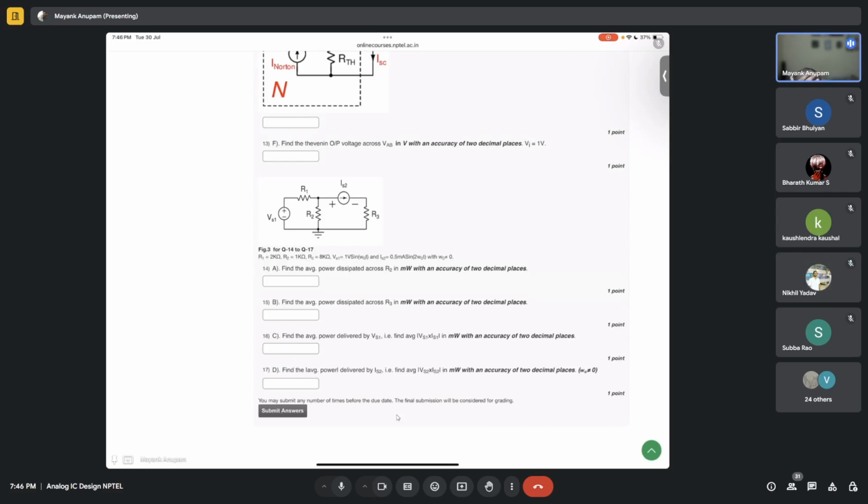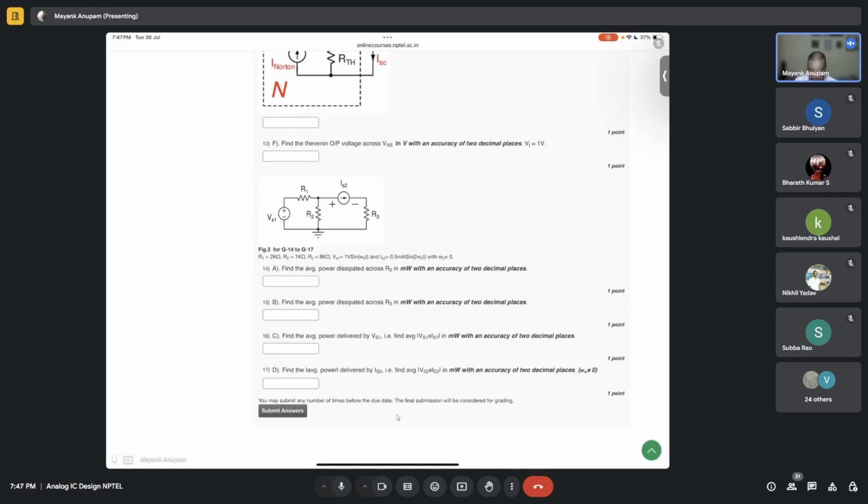Can you notice something here? I just did a question like this, right? Two voltage sources, one resistor. What happened if their frequencies were different? What happened in that scenario? I did a question like this. Yes, here there are two different frequencies.